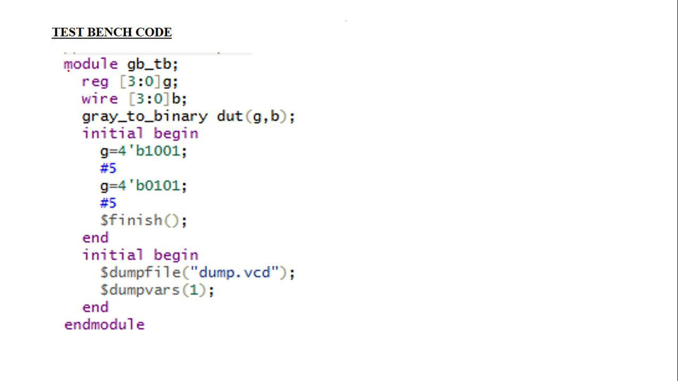So it is our test bench code. Our syntax is the same as for every code. It's module followed by module name, and what are the inputs, we can make them reg data type. What are the outputs, we make them wire data type.